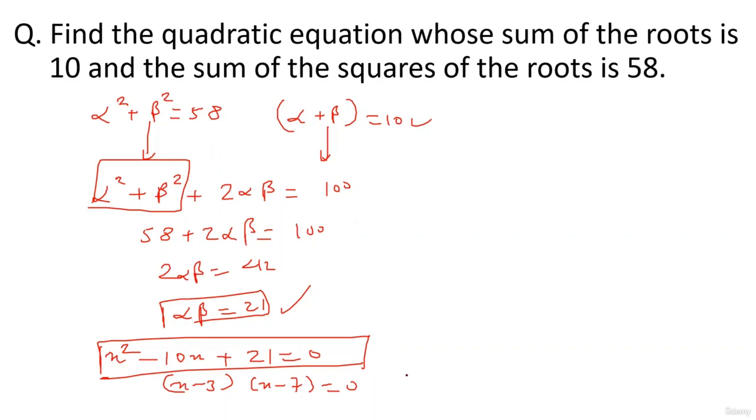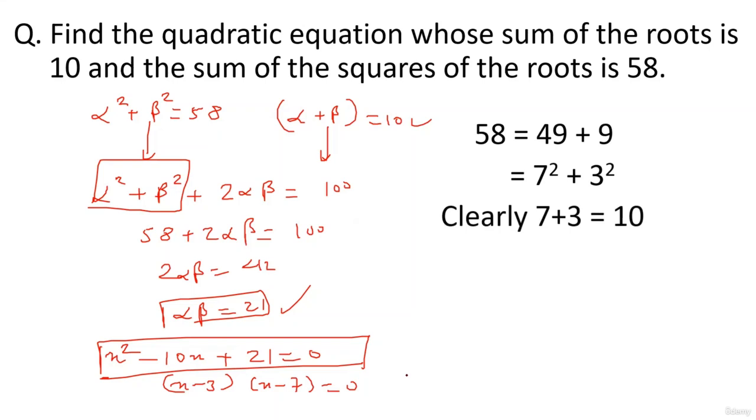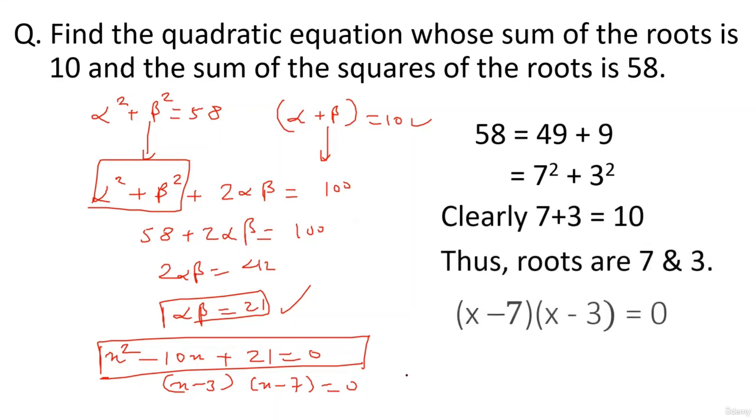Okay, if you're slightly good with numbers, you can observe that 58 is nothing but the sum of the squares of 49 and 9. 49 is 7 square and 9 is 3 square. What is 7 plus 3? 10. So clearly the roots of the equation are 7 and 3. Right? So you can make the equation very easily. x minus 7 and x minus 3 is equal to 0. See, it makes things very, very easy, right?